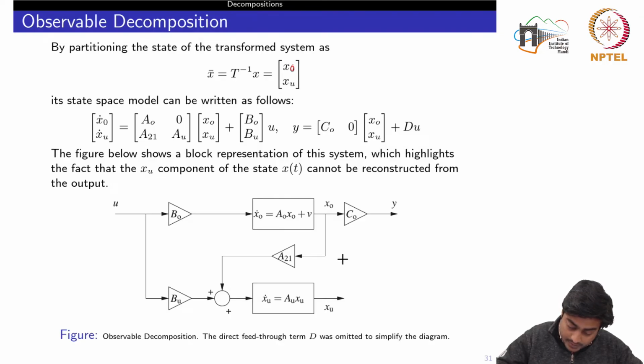Where you would see that xo has a path from u and y somehow. But xu, which is completely unobservable, has some path from u, but it is not sending any information to y, right? So if it is not passing any information to y, I cannot observe this state particularly. This is what this block structure says.